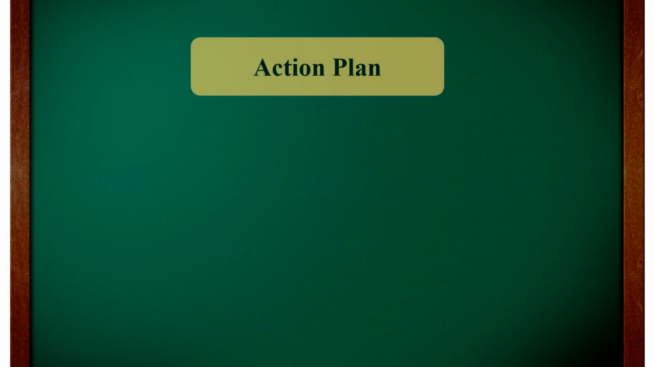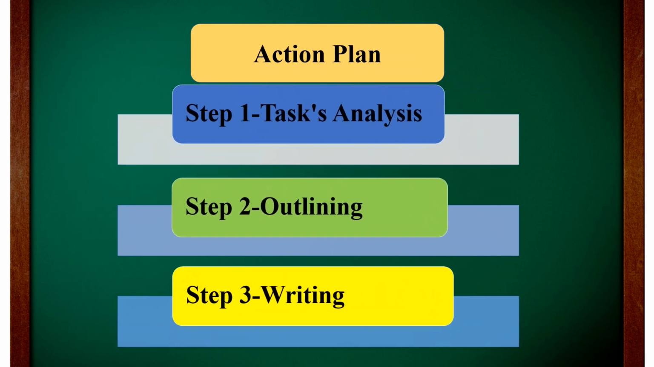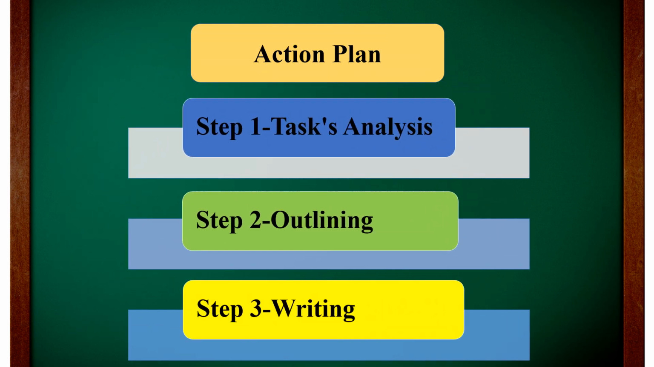To begin with, let's have a quick look at the action plan. There are 3 steps to follow. Step 1, task analysis. Step 2, outlining. Step 3, writing. All of these steps I'm gonna detail one by one later. So now let's move on.